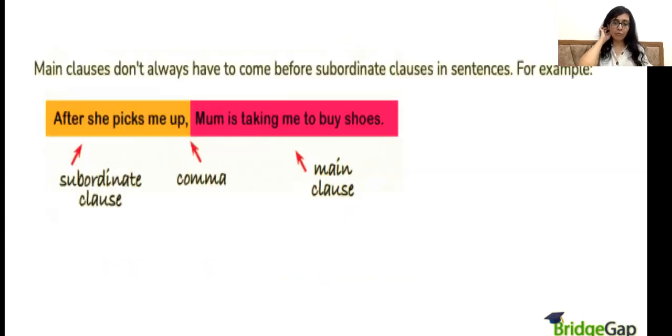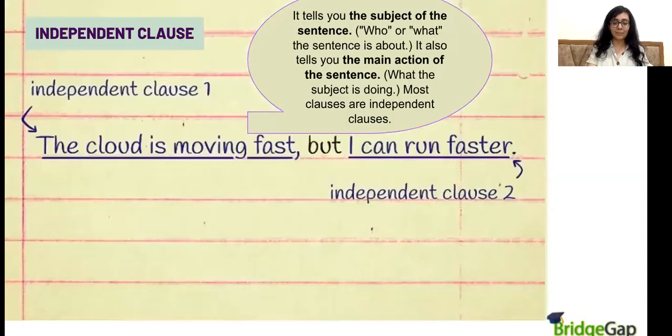It can also have comma as well. After she picks me up, comma, mom is taking me to buy shoes, right? So it's not necessarily that it has to be a conjunction. It's simply a connection wherein using different words to give more further clarity of the information. Now it can have a connector with a comma as well or with the other words as well, right?